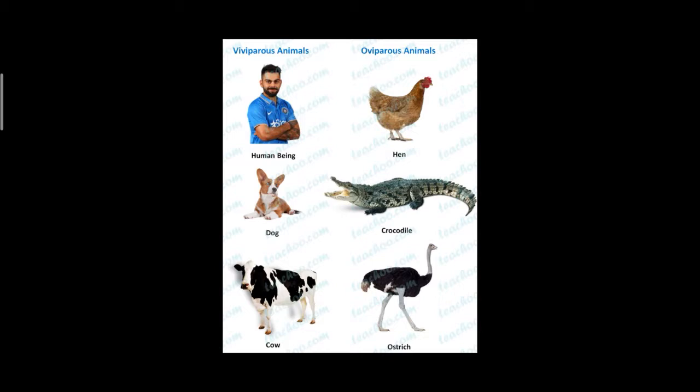Now look at the oviparous animals. Instead of hair, what is present there? Feathers. Feathers are covering the body. Hen, you can see feathers. Ostrich also has feathers. But the crocodile has no feathers. Instead of feathers, scales are there. You know that fishes are covered by round tiny scales. Scales are covering oviparous animals. So the body of oviparous animals is covered by feathers or scales.